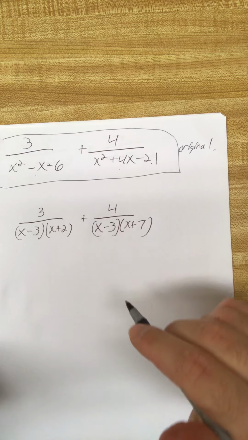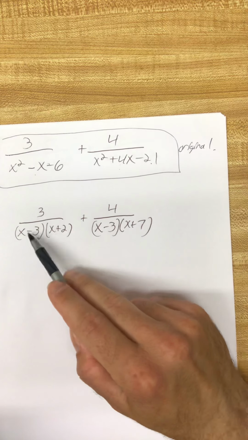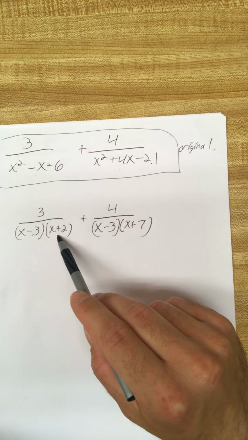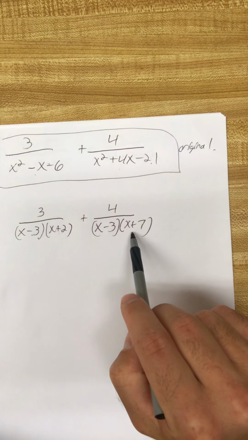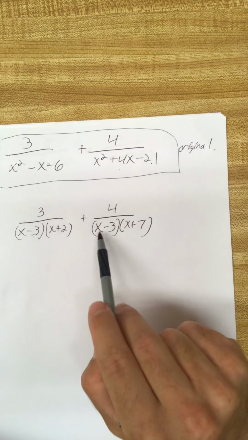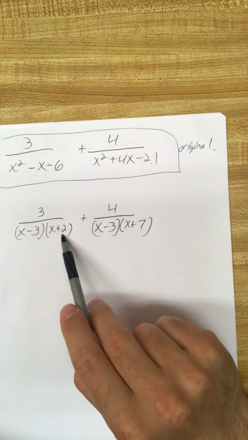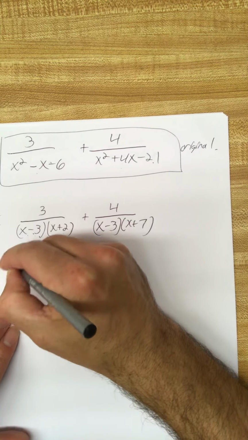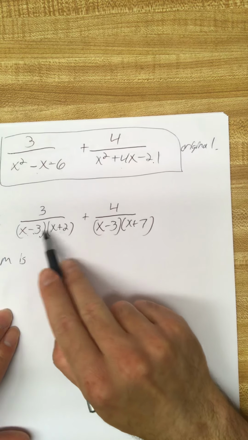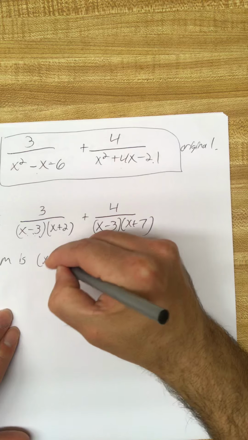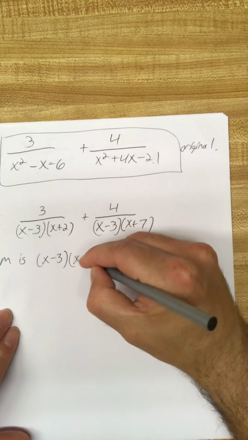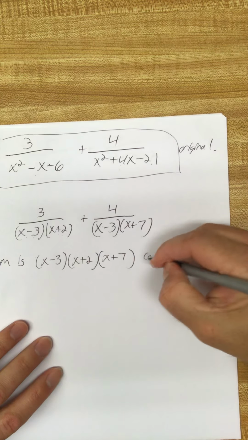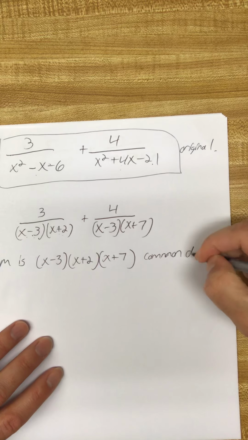So you want to start to think about what each of these denominators is missing that the other has. My first denominator is x minus 3 and x plus 2. My second one's x minus 3 and x plus 7. So they both have an x minus 3, but this one has an x plus 2, and this one has an x plus 7. So for my LCM of denominators, you need to have one of each of these. It's going to be x minus 3, they have that one in common, times x plus 2, times x plus 7. That's your common denominator.